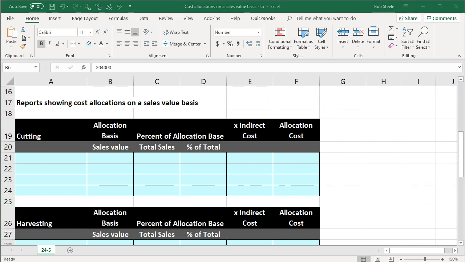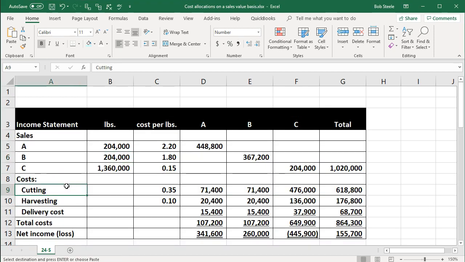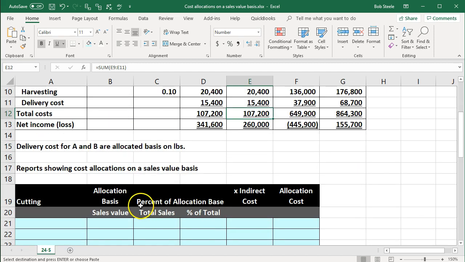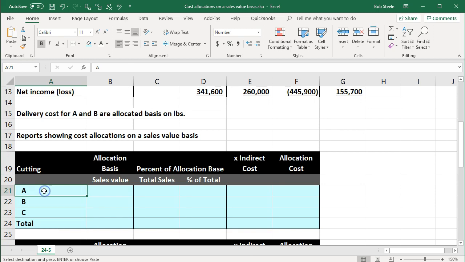So first we're going to go through the cutting. So we're going to start with cutting. We're looking at our cutting cost up top. We have our total cost here. We've already allocated it out, but we're now going to try a different allocation base to compare and contrast it, allocating this time based on sales value. So we're going to say, here's the cutting for A, B, and C, and then give us the total of them. We're going to have the allocated basis.